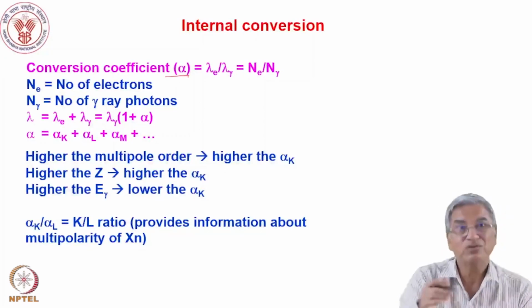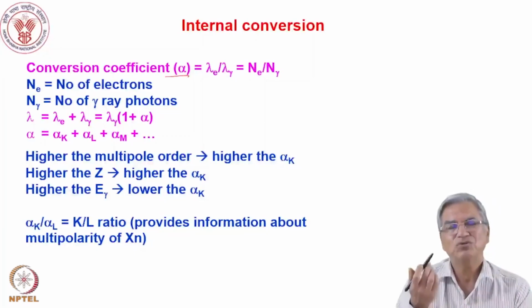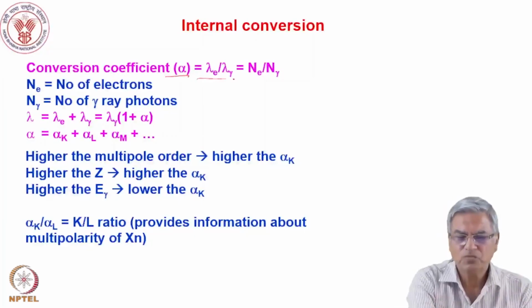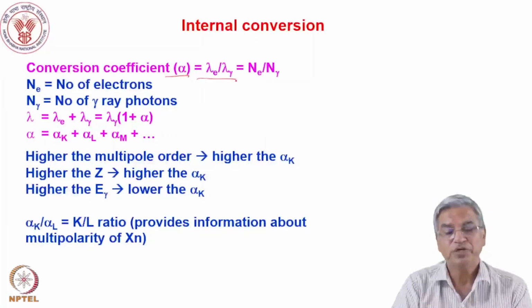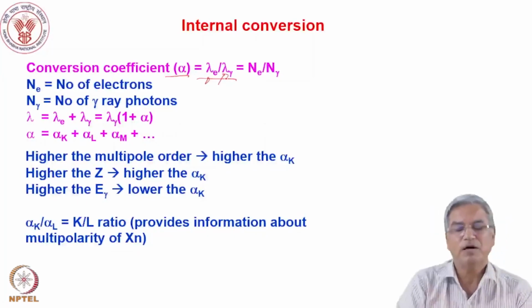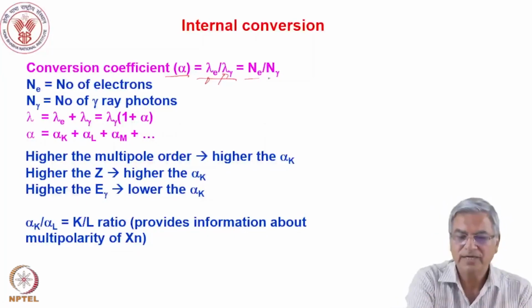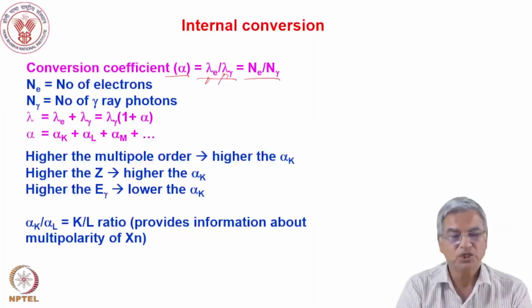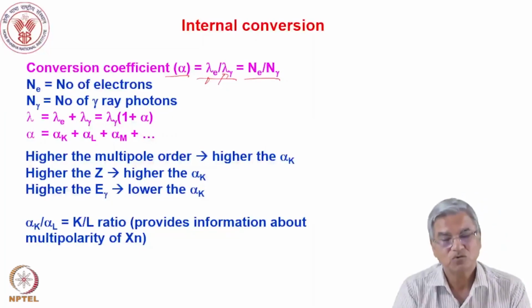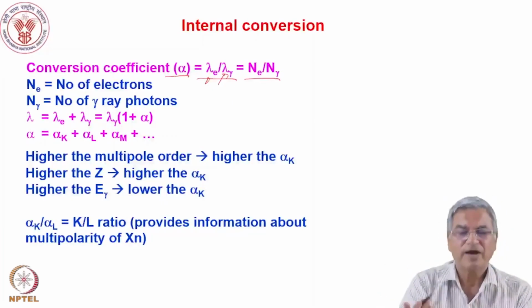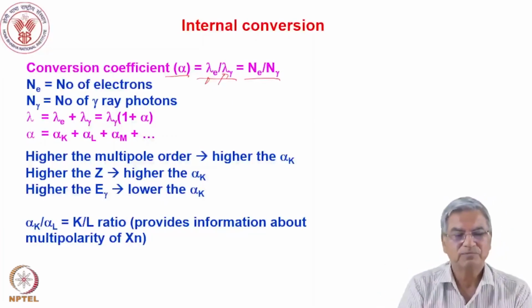It is like the branching decay. You recollect the branching decay of a nucleus into two modes, where the decay constants add up. So here the conversion coefficient is the ratio of the decay constant for conversion electron, or internal conversion, and for the gamma ray decay. Or you can also say it is the number of conversion electrons upon the number of gamma ray photons emitted. The ratio is called the conversion coefficient. So you can measure the gamma ray and the conversion electron and find the ratio to obtain the conversion coefficient.